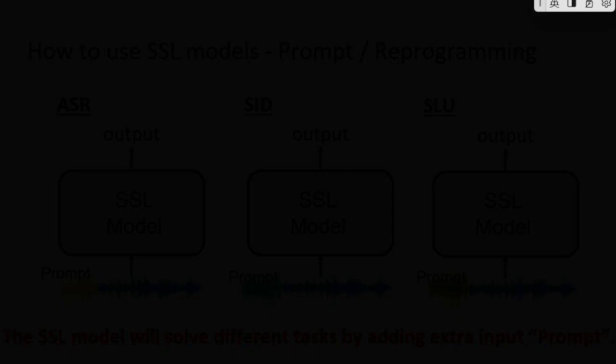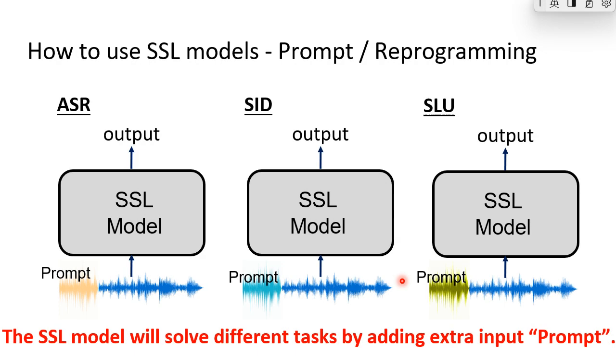Besides adapter, there's another way to use self-supervised models. You can use prompt, or this idea some people also call reprogramming. You can use prompt or reprogramming to control the self-supervised model. So here in the prompting approach, the self-supervised model is always fixed. You only use one set of parameters to solve all the different tasks. The model is always fixed.